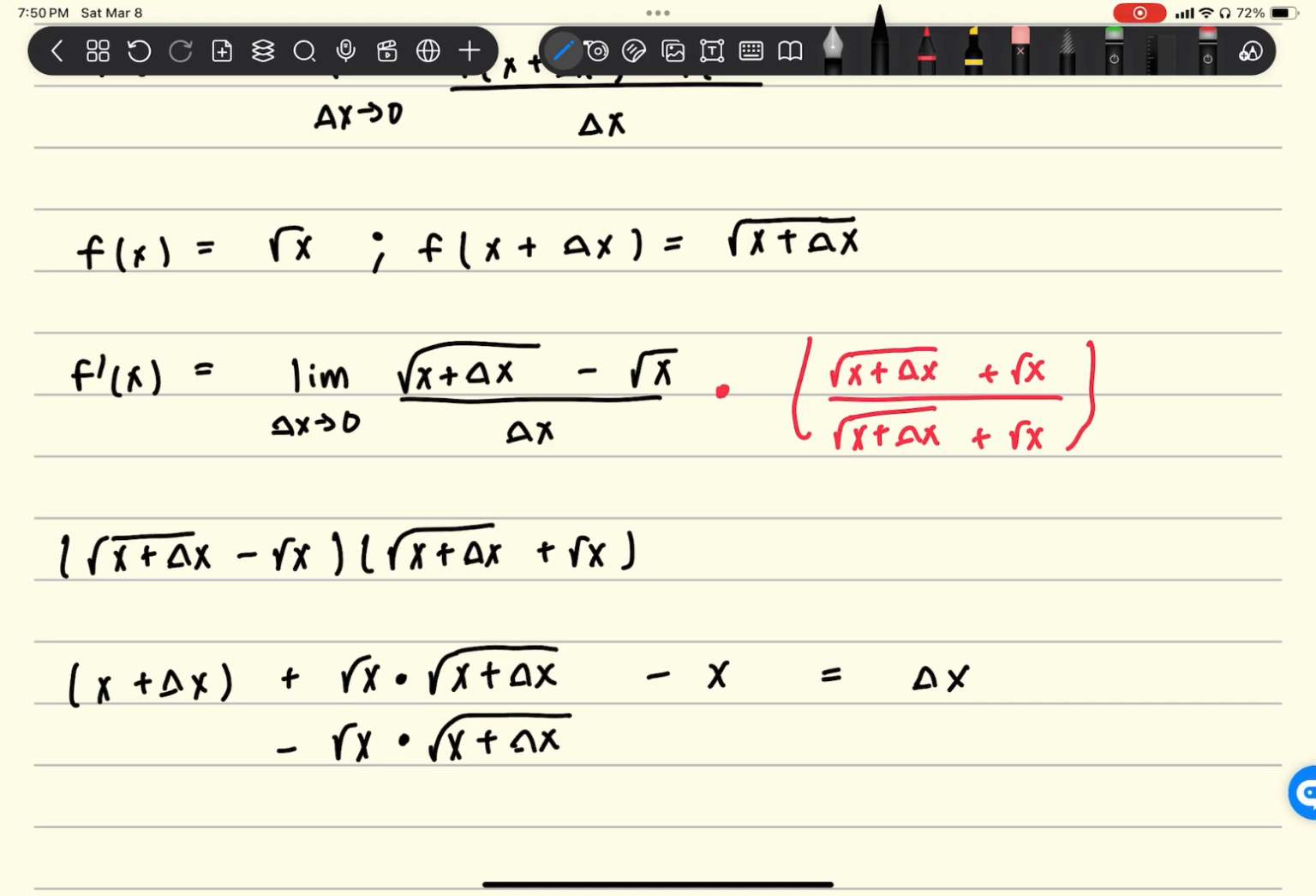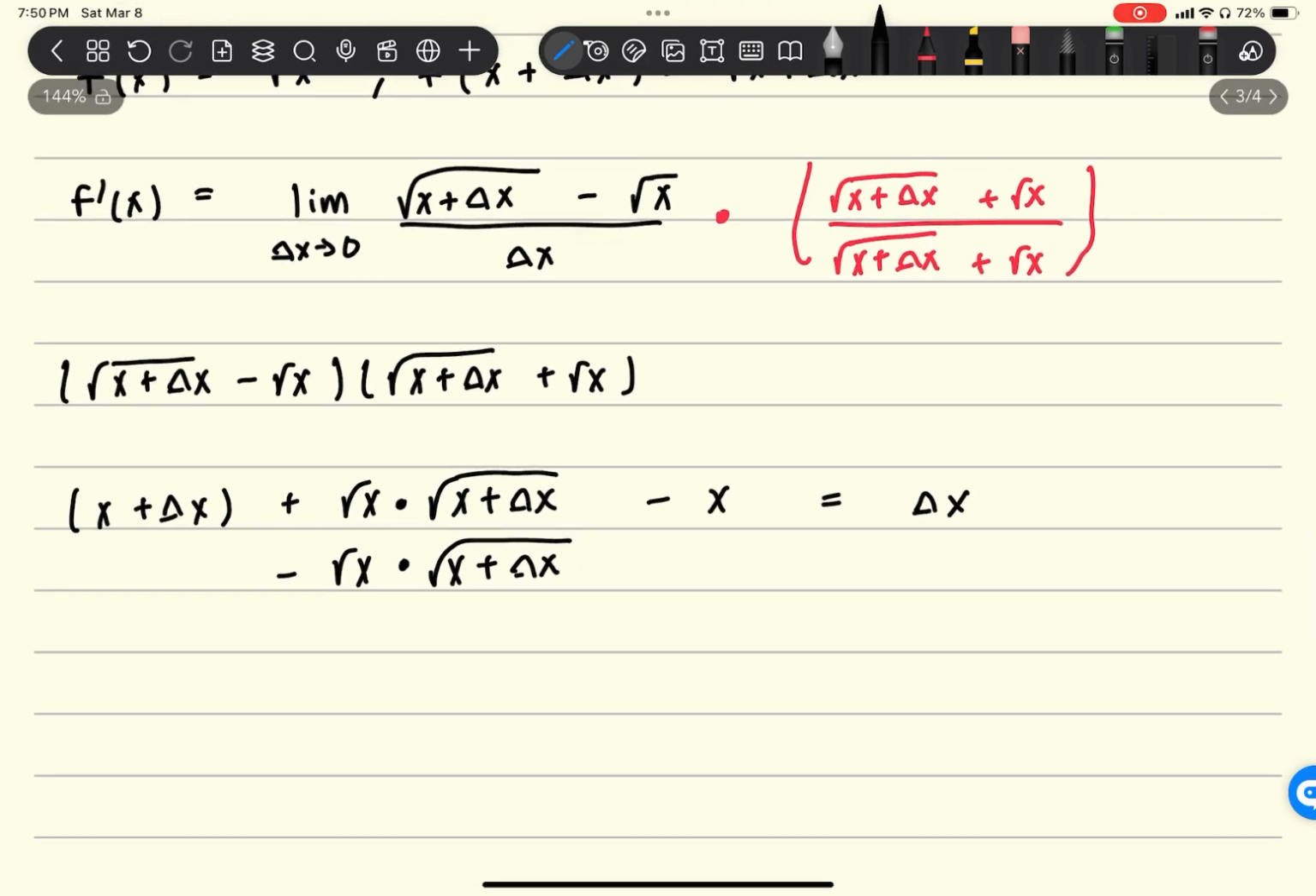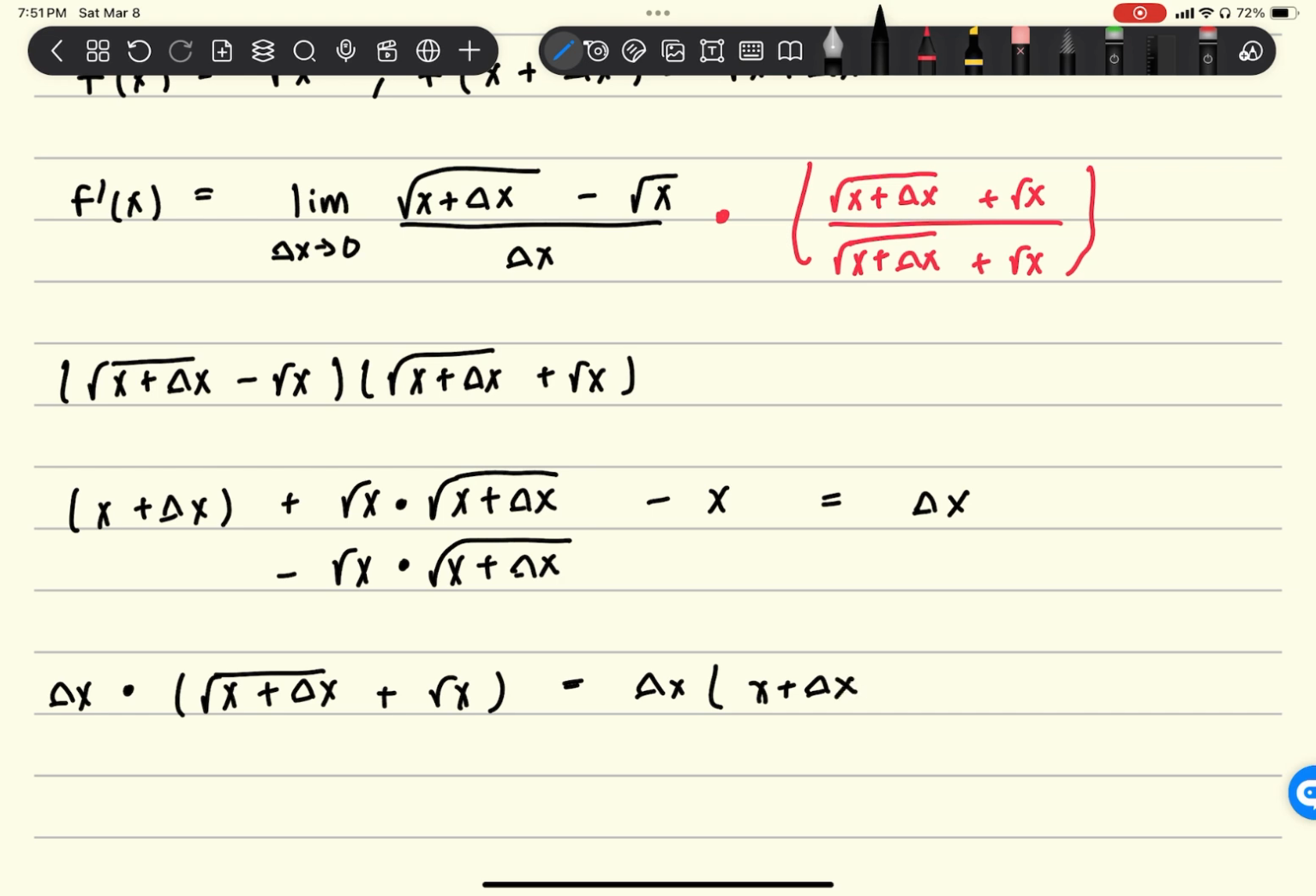Right. So let's go ahead and multiply the denominator. And so in our denominator, we're going to have delta x, and it's being multiplied by this root of x plus delta x plus this root of x. Now, for reasons that you'll see in just a second, I'll just go ahead and leave this exactly as it is. I'm not going to combine anything. I'm just going to write it exactly like this.